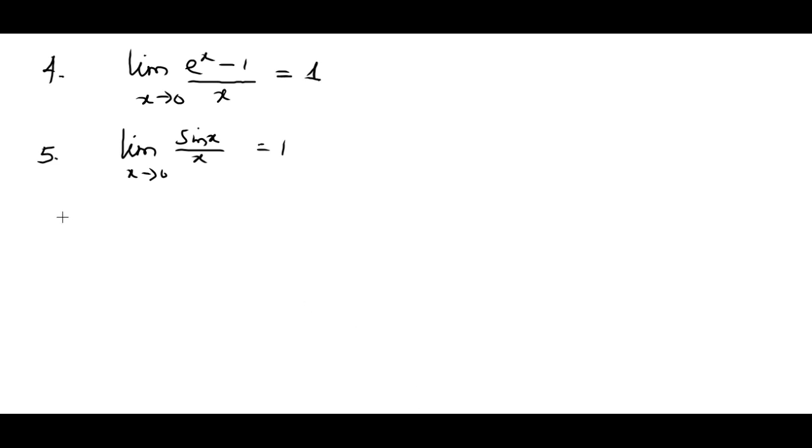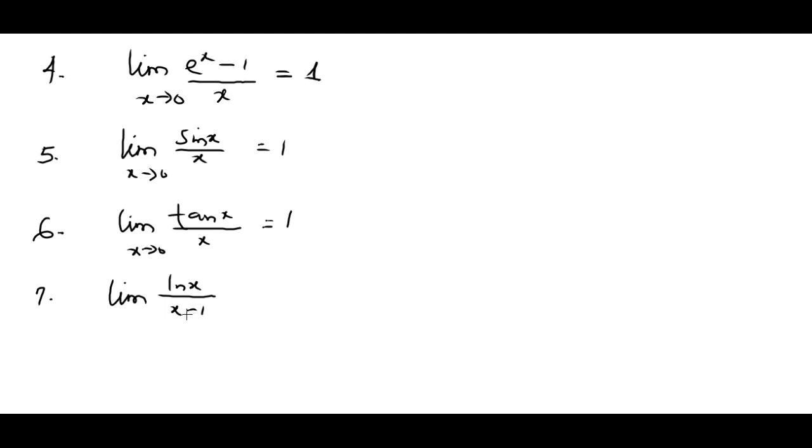So let's check the sixth one. That is the one involving tan. Very similar to that of sine. So the limit of tan x over x as x approaches 0 will give us 1. Then limit of natural logarithm. Limit of ln x over x minus 1 as x approaches 1 is equal to 1.